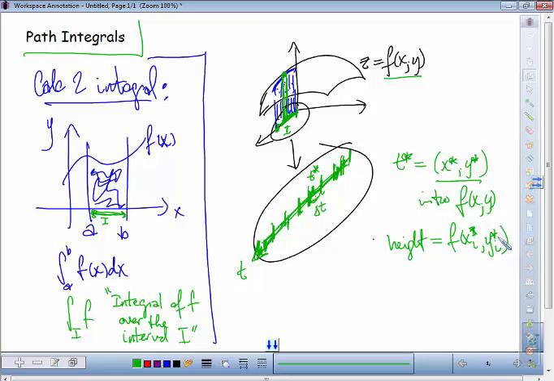So then our integral will eventually become an integral over this interval I of f of x, y, and then dt. Our delta t will become a dt. And for this, remember, we have to assume that x and y are going to be dependent on t.